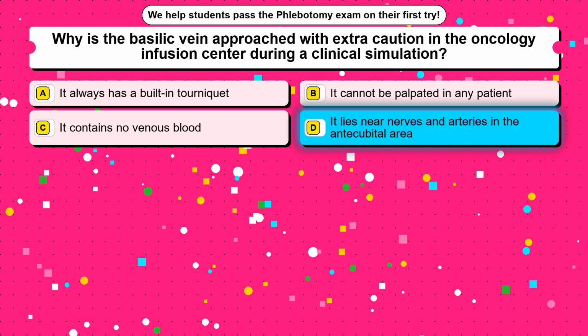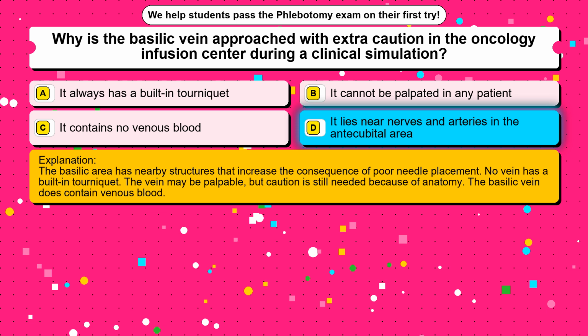The correct answer is option D. It lies near nerves and arteries in the antecubital area. The basilic area has nearby structures that increase the consequence of poor needle placement. No vein has a built-in tourniquet. The vein may be palpable, but caution is still needed because of anatomy. The basilic vein does contain venous blood.